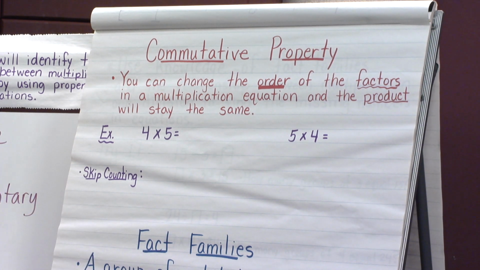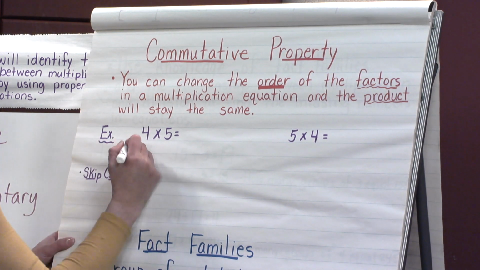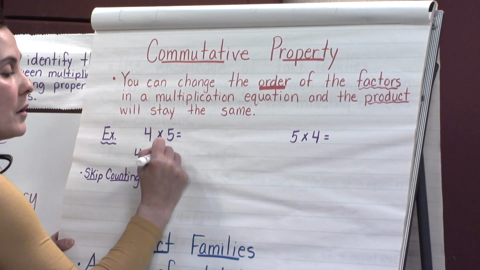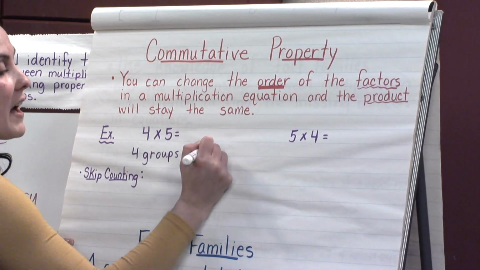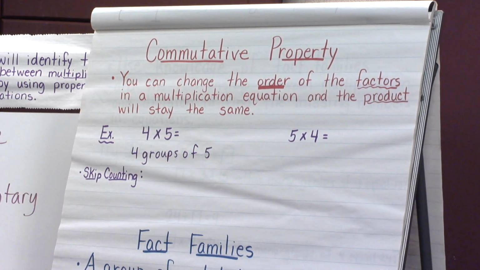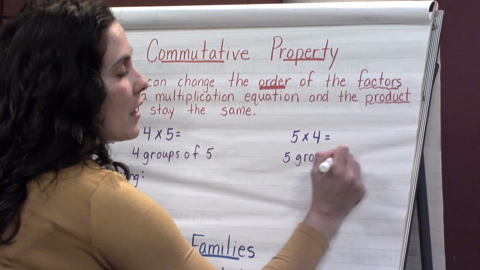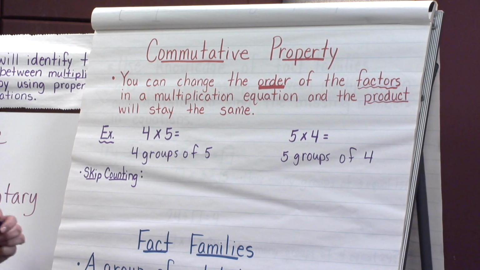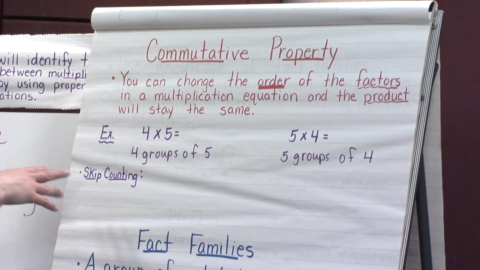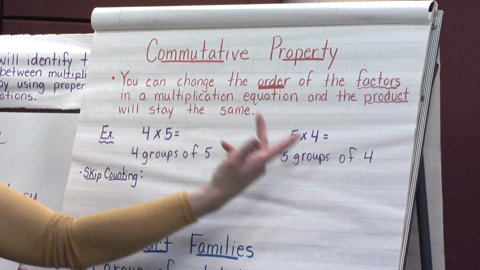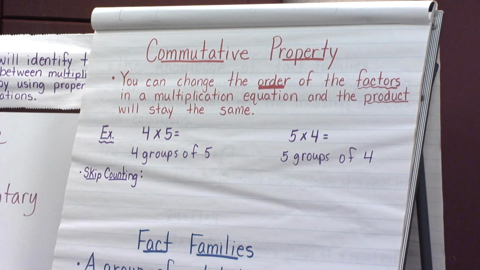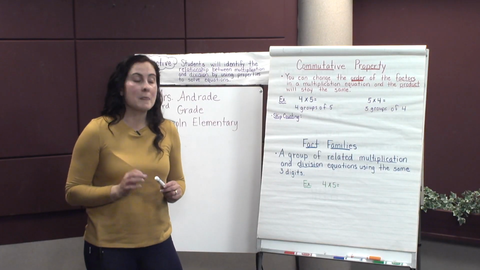I'm going to show you an example here using 4 times 5. If I have 4 times 5, what does that mean? It means 4 groups of 5. If I have 5 times 4, it means that I have 5 groups of 4. What you're going to see, we're going to show you through skip counting because it's quicker, that it doesn't make a difference if I do 4 groups of 5 or switch the order and do 5 groups of 4. My answer will remain the same.